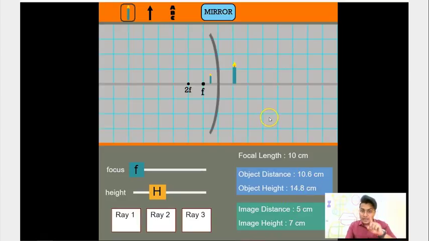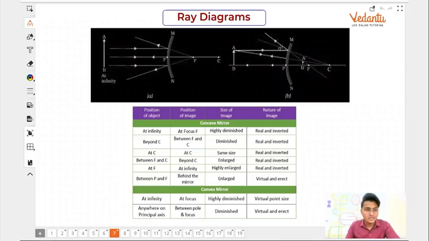Okay? Now, as I stated, there are two ray diagrams for the convex mirror. One of the ray diagrams you just saw right now, where the object is at infinity and the image is at focus. So let me just write that down also. Object at infinity, image is at focus, highly diminished image and a virtual and erect image.